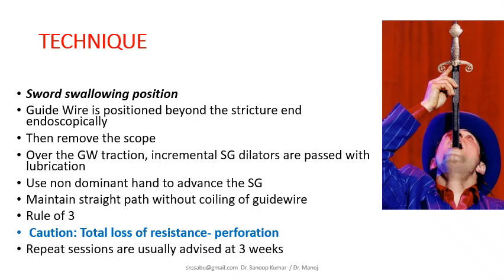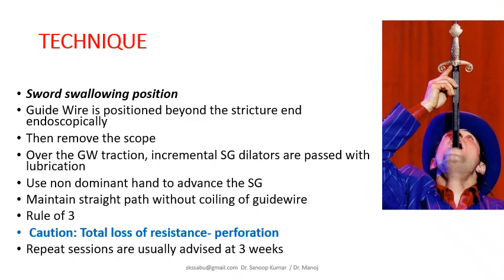After removing the endoscope, the guide wire remains in place, and along the guide wire the dilator should be railroaded down. Most importantly, the guide wire should be in minimal traction and it should not coil. If it coils, the tip of the dilator will go and pierce against the esophageal lumen and can cause perforation.